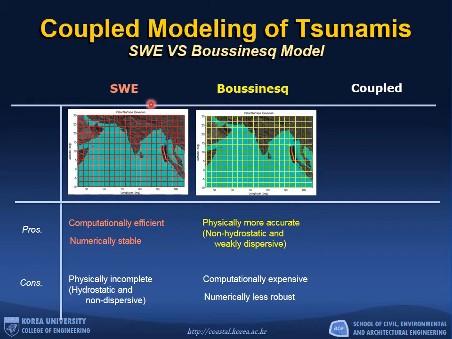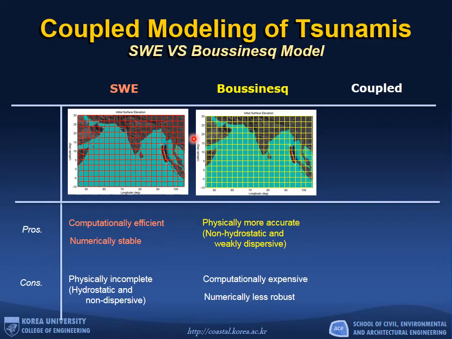So let me briefly compare the shallow water equation model here and the Boussinesq model here based on the physical accuracy and computational performance. If we would like to simulate the tsunami waves using the shallow water equation model like here, it will give stable and efficient results, but it will absolutely fail to catch the dispersive features in the nearshore areas, for example, around here. On the other hand, if we use the Boussinesq model here, it will give absolutely better results, but it is much more expensive in computations.